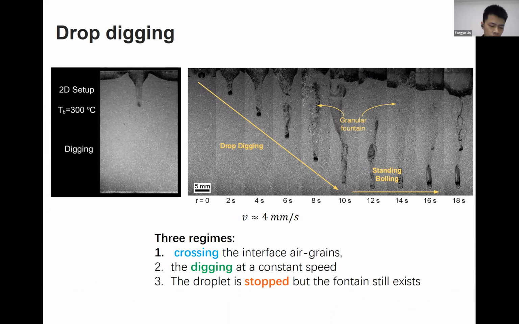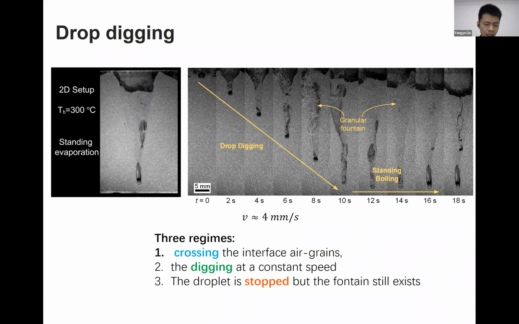Let's first have a general view of the drop digging, and especially the trajectory of the droplet. Here is a drop forced into a 330-degree granular bed. First, the droplet is at the interface. It takes some time to cross it. Then, in the first 10 seconds, the drop digs at an approximately constant speed, then suddenly stops. However, the grain fountain continues expelling grains for another 10 seconds after digging stops.